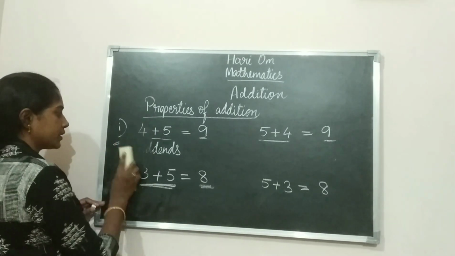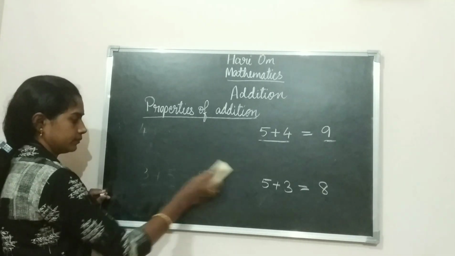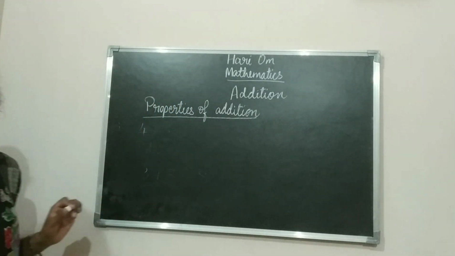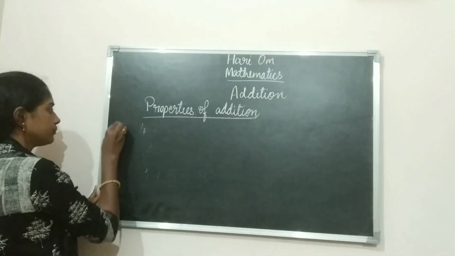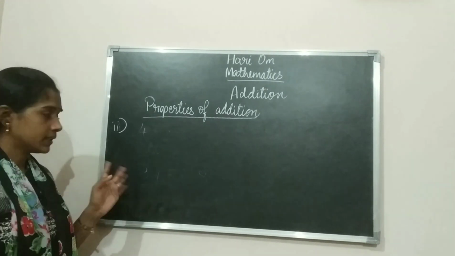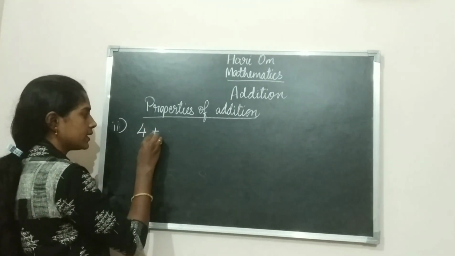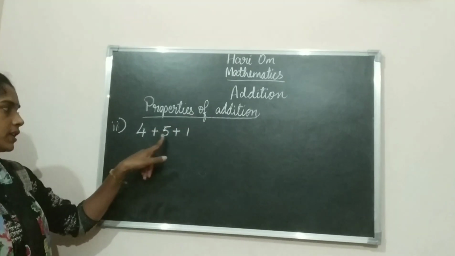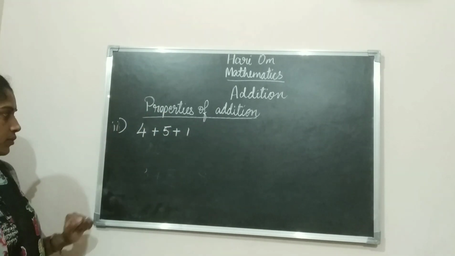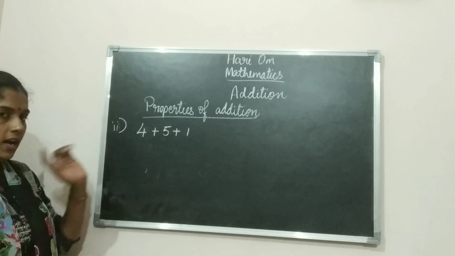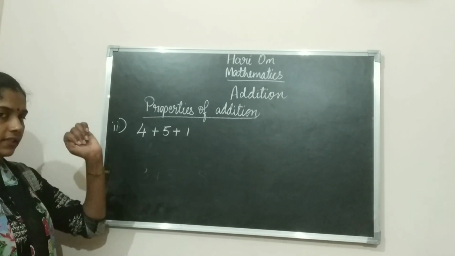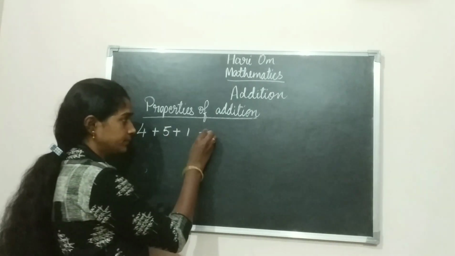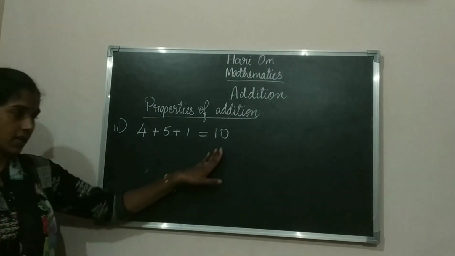In the second property, let me take three numbers. Let us take 4 plus 5 plus 1. We are going to add three numbers over here. So what is 4 plus 5? After 4: 5, 6, 7, 8, 9. Okay, so plus 1. After 9, one number, it is 10. So what is the answer over here?